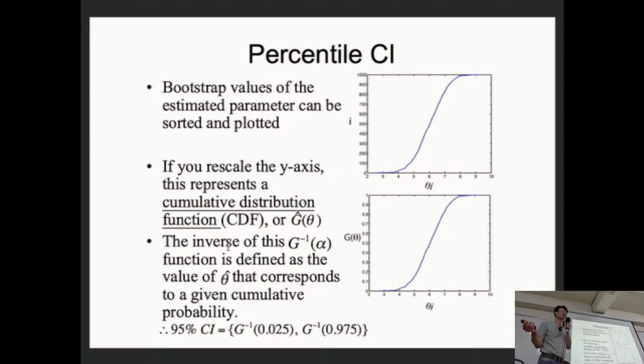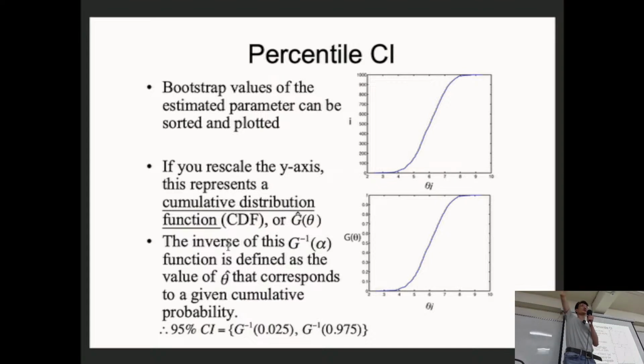Everybody with me for that? Very easy. Even the code is very easy to do, from your homework last week to the homework this week. So the percentile CI is very easy. You just need to rank them and find the location. Any question for that?